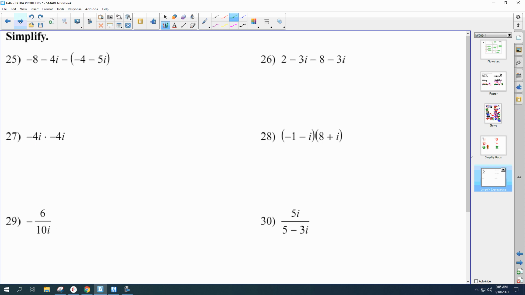Next, we're all about like terms. We're simplifying like terms, and one thing to notice is it's kind of like distributing a negative here. So minus negative 4 would be plus 4, and minus negative 5i would be plus 5i. So I suppose you could completely rewrite the problem without the parentheses. We're looking at like terms. Negative 8 plus 4 is negative 4. Negative 4i plus 5i is plus i.